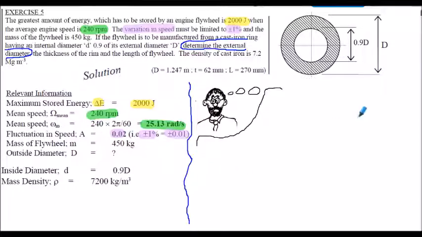We're given the mass of the flywheel, 450. And then we've got these relationships between the internal diameter is 0.9 of the outside diameter. So we need to be careful with that. Finally, we've got the density. So that's 7.2 megagrams per meter cubed. That's the same density. Mass density is 7,200 kilograms per meter cubed. We need to put it in kilograms. So just notice the conversion there.